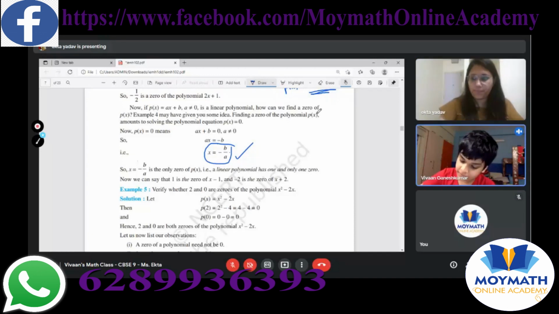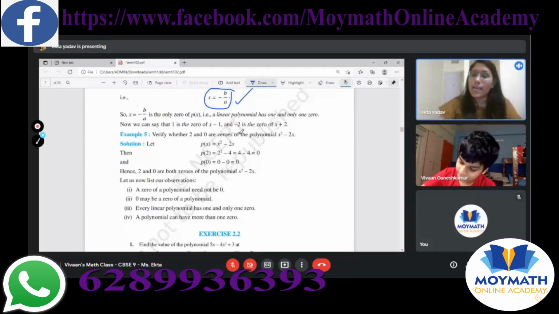Correct? Yes, ma'am. Okay. Now going to example number 5. Now again they have given you one polynomial, x square minus 2x, and you have to check whether 2 or 0 are its zeros.